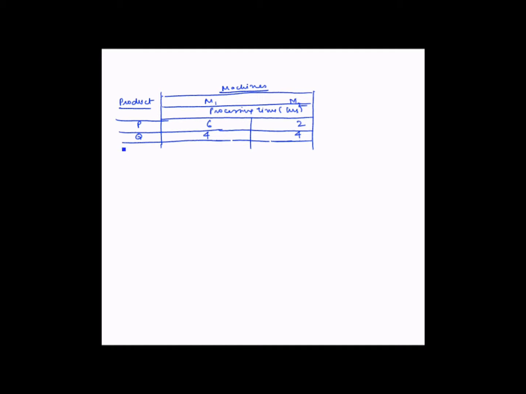Also, we have been given the available hours per week. For M1 it is 3600 and for M2 it is 2000. And if we note down the profit provided by each unit of P is rupees 25 and each unit of Q is rupees 20.